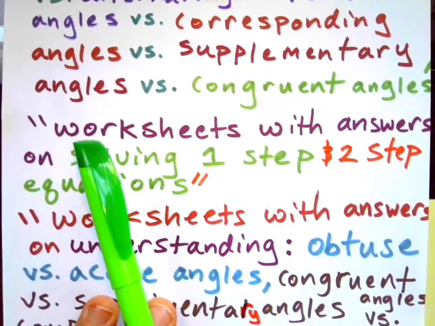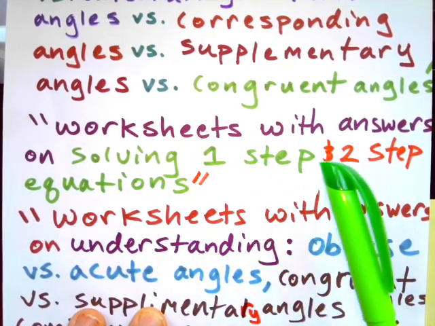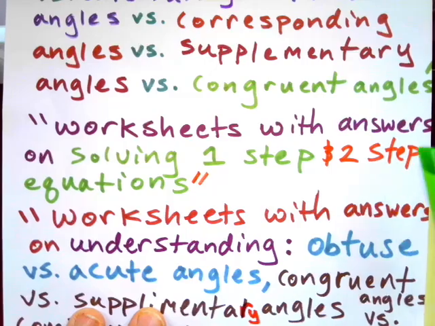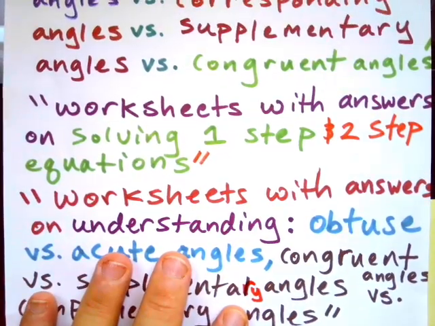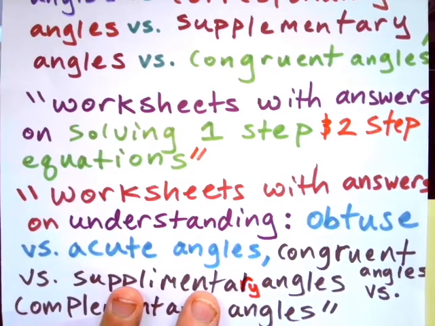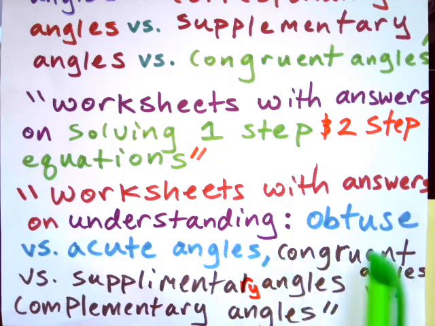Go ahead and conduct an internet search for worksheets with answers on solving one-step and two-step equations. We just did a two-step equation with this practice problem. And then finally, punch in worksheets with answers on understanding obtuse versus acute angles, congruent angles versus supplementary angles versus complementary angles. So this will help you build your knowledge, skills, and abilities.